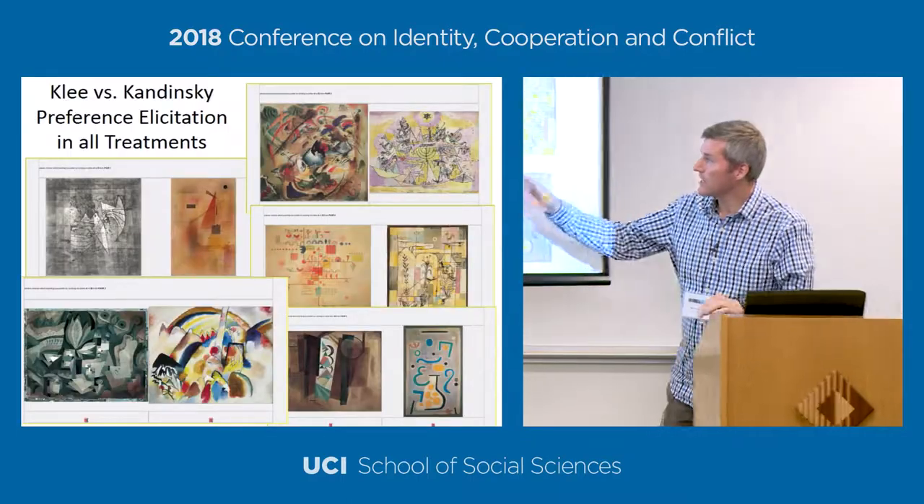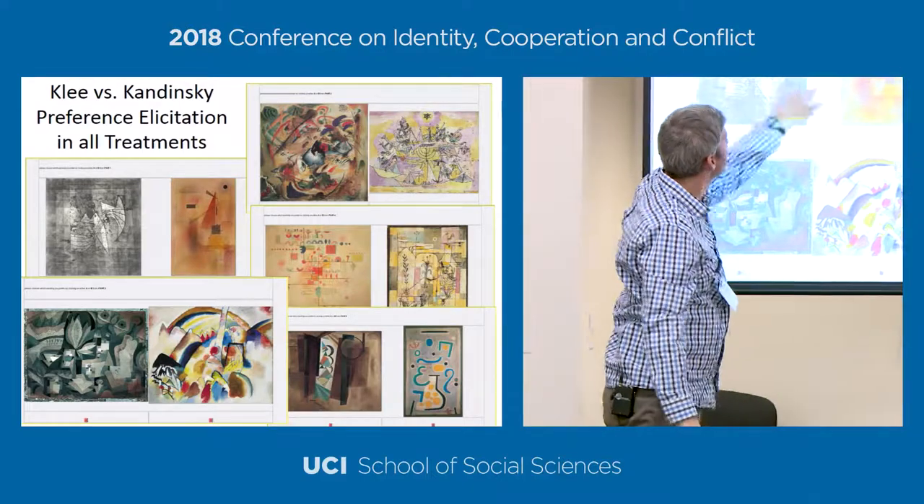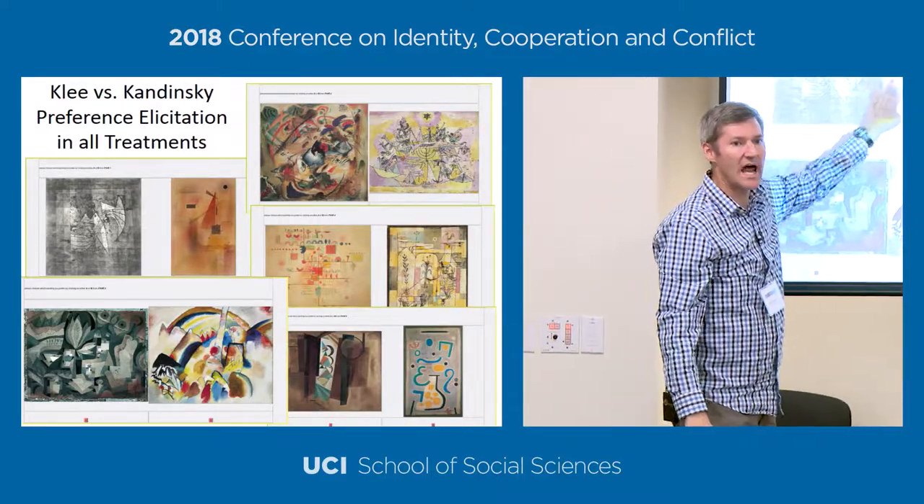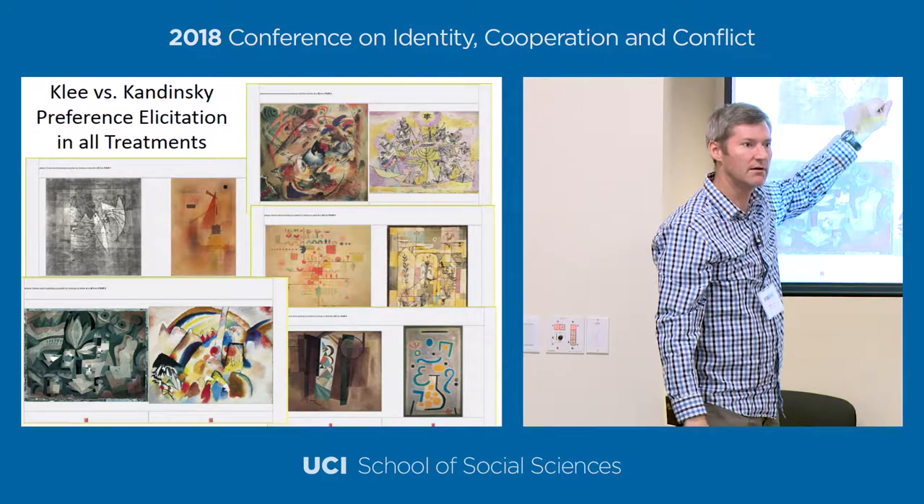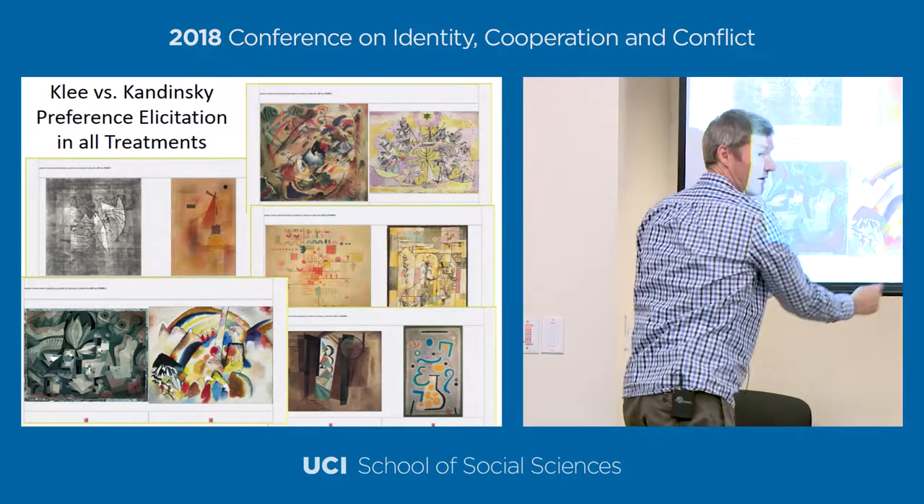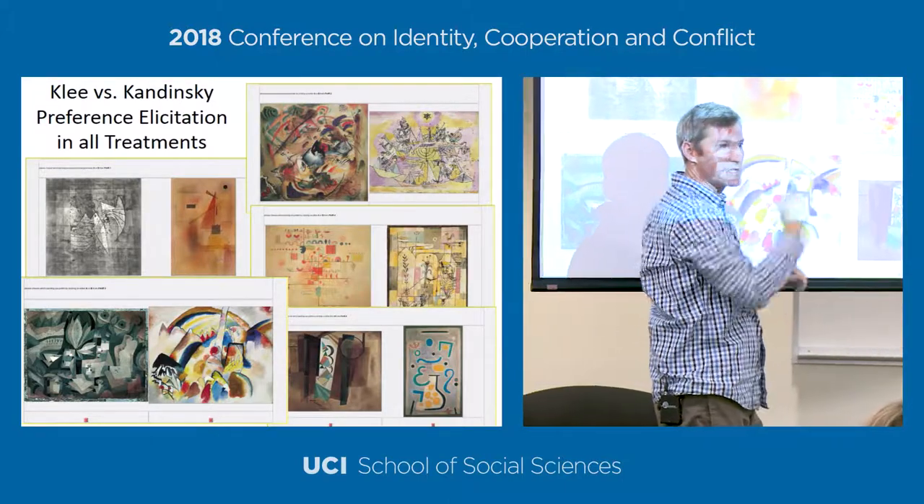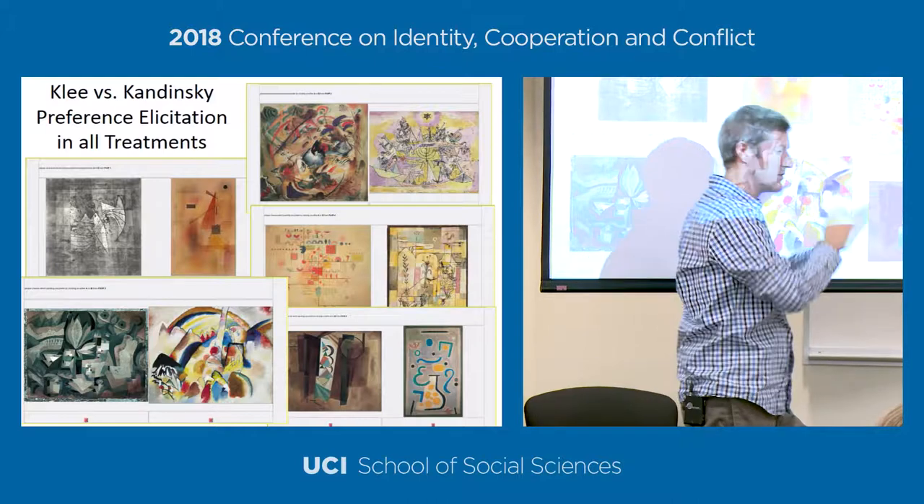So these are some of the Klee and Kandinsky pictures. They're going to be shown a screen with these two pictures, and they're just asked, which one do you like more? So there's one of them. Here's another set of pairs, and they're just going to click a button, and we altered the order for which one was Klee or Kandinsky on the left or the right.